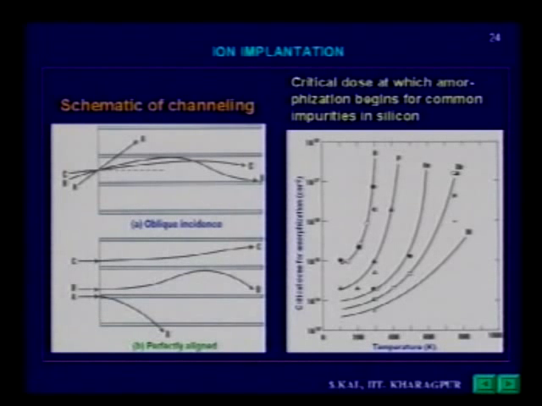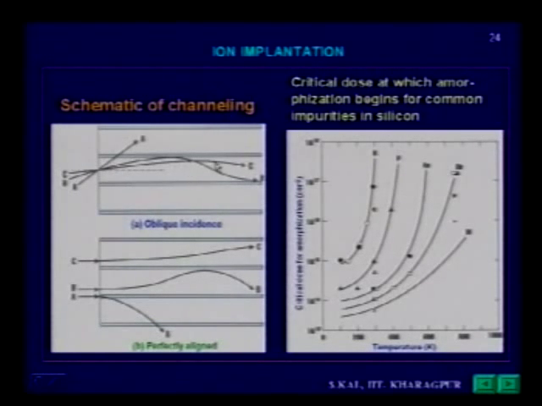Now in this view graph, again the channeling is shown for different cases. One is oblique incidence and another is perfectly aligned. Perfectly aligned means that if it is normal to the surface, the paths are like this. For oblique incidence, the three directions A, B, C are shown. In the incidence direction C, you see, this is a normal direction. The C angle is less than the critical angle. See the dotted line, the angle of the C ion is very small.